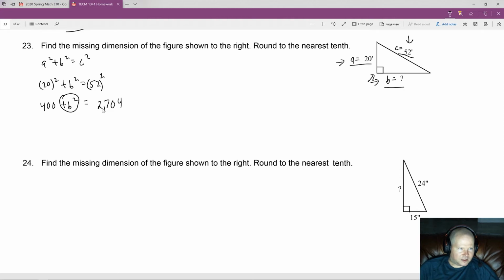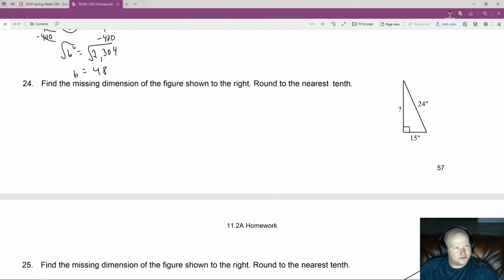I do that by getting rid of this positive 400 by subtracting 400, and whatever I do to one side, I do to the other. Those cancel out, leaving me b squared is equal to 2,704 minus 400, or 2,304. Next, I want to take the square root of both sides. b is equal to the square root of 2,304, and the square root of 2,304 is 48. I don't even need to round that one.